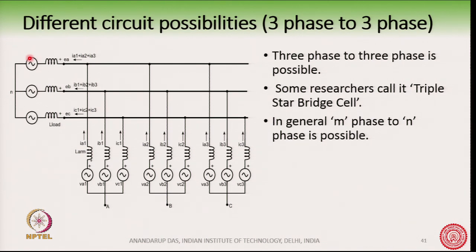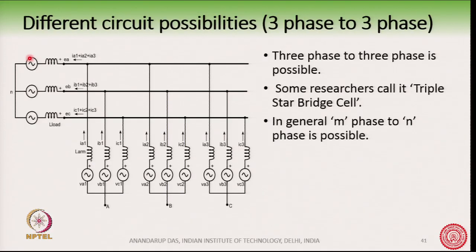Some researchers call it a triple star bridge cell, and it is also sometimes called a modular multi-level matrix converter, MMMC. That word is also used. But going one step ahead, we can also see that if we connect one more star cell, I can connect many more star cells like this. So, I can also extend, one more here. So, A, B, C, D and so on.